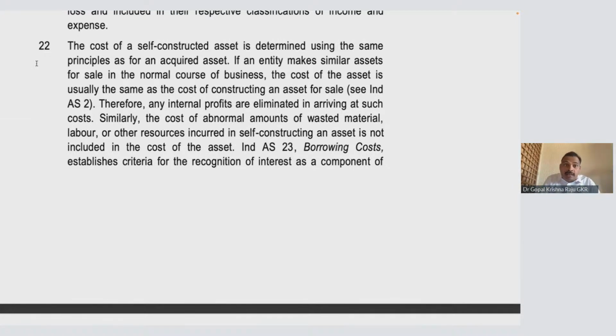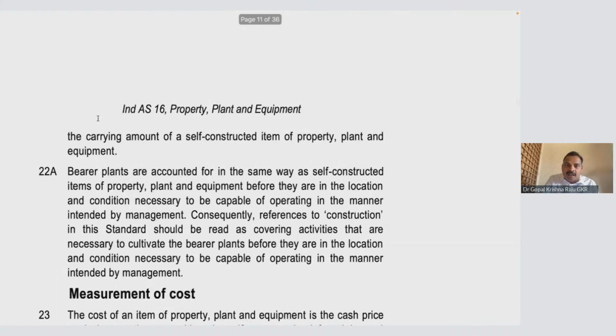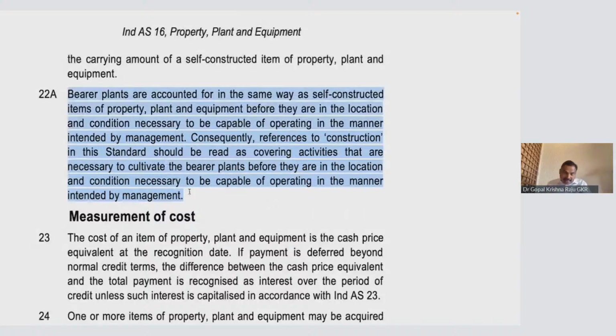The cost of the asset is usually the same as the cost of constructing an asset for sale. Therefore any internal profits will not be there. It is only cost. So what are the material costs? What are all the labor costs? What are all the overhead costs? So you need to arrive at the cost. It has to be measured uniquely. Same is the case with a bearer plant. What are all the costs you have actually incurred for bringing up that particular plant? So that you have to capitalize it. You cannot charge it to P&L.